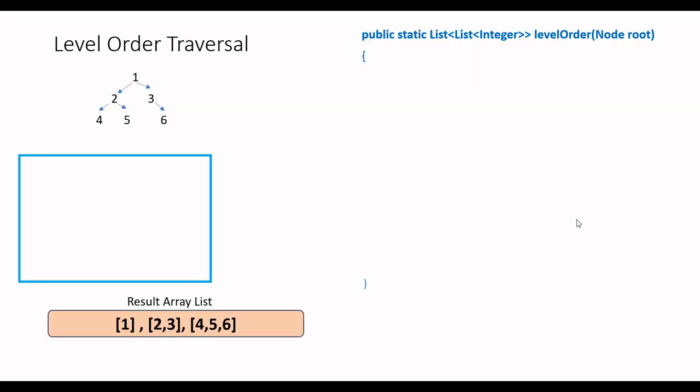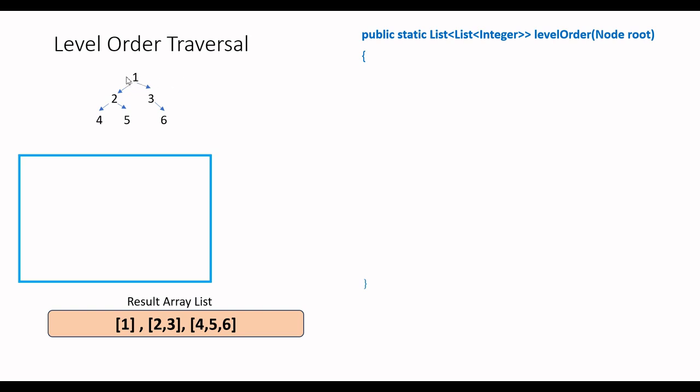Hello friends, today we are going to discuss the level order traversal of a tree. Here we have a tree which has root node as 1 and it has two nodes, one on the left, one on the right, and then the left node has another two nodes. So this tree has basically three levels.